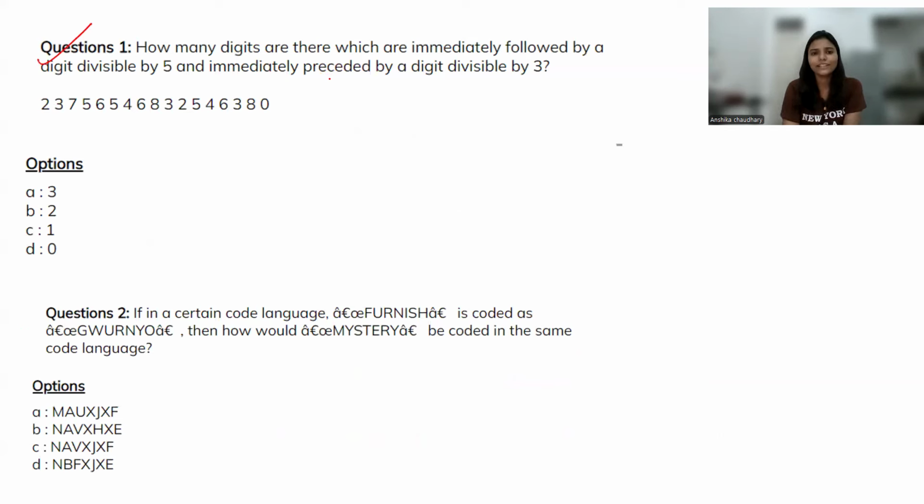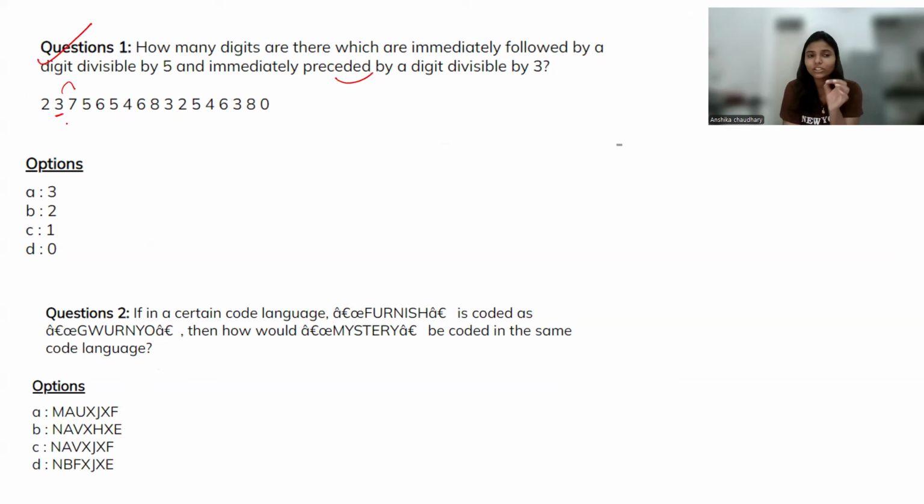And the question is, how many digits are there which are immediately followed by a digit divisible by 5 and immediately preceded by a digit divisible by 3 from this series, right? So there is a series and we have to tell how many digits are immediately followed by the digit which is divisible by 5 and preceded by the digit which is divisible by 3. So we will not start with 2 because we need to see for the preceded digit as well. So we will start to check from 3, right? So first of all, we will check 3 whether the followed digit is divisible by 5 and, sorry, not or, and the preceded digit is divisible by 3.